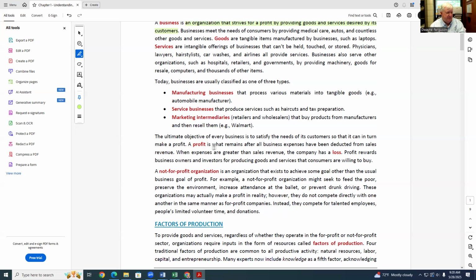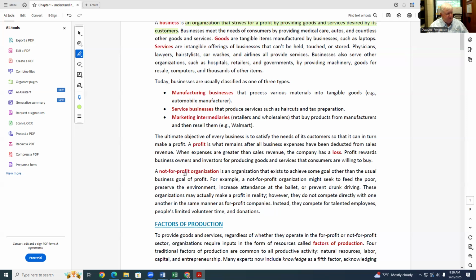You know what a profit is? If you have more revenue come in than you have expenses, then you have a profit. Otherwise, you have a loss if it's the other way around, and you really don't want that. So I gave you the definition of a profit versus a loss.